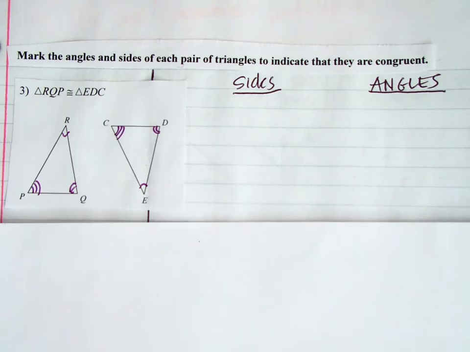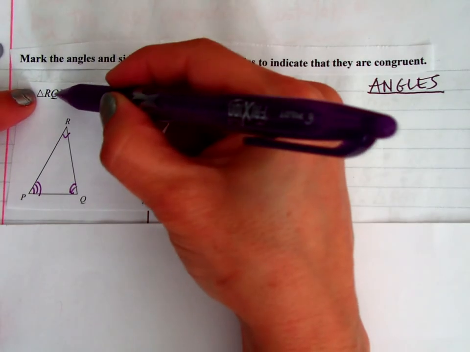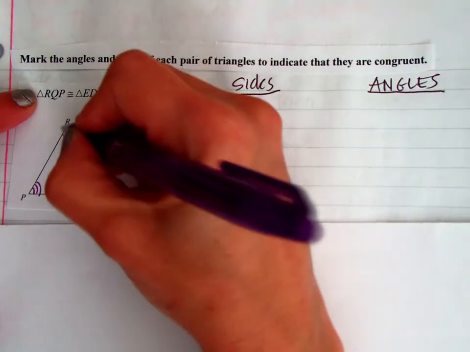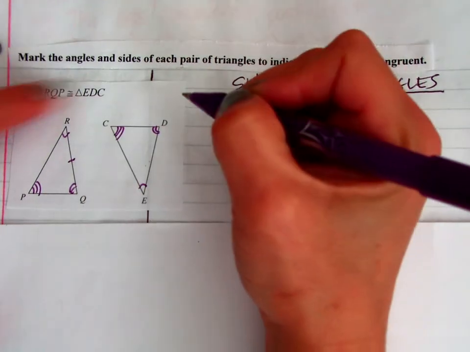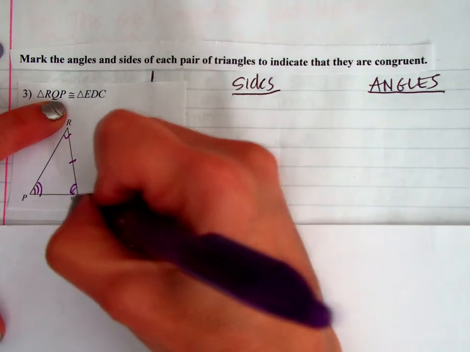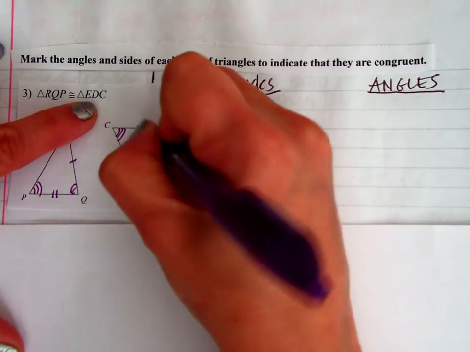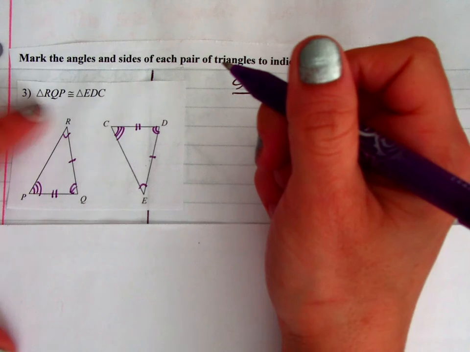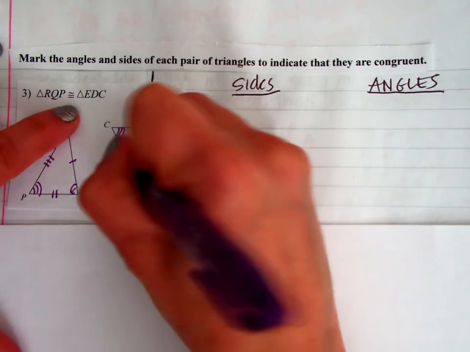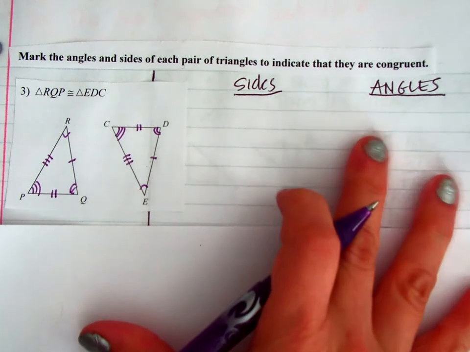Okay. Now with the sides, same idea. Side RQ gets 1 sign, so ED gets 1 sign. QP gets 2 signs. That means DC gets 2 signs. And then PR gets 3 signs. And CE gets 3 signs. Okay, from here you can write down the corresponding sides and the corresponding angles.